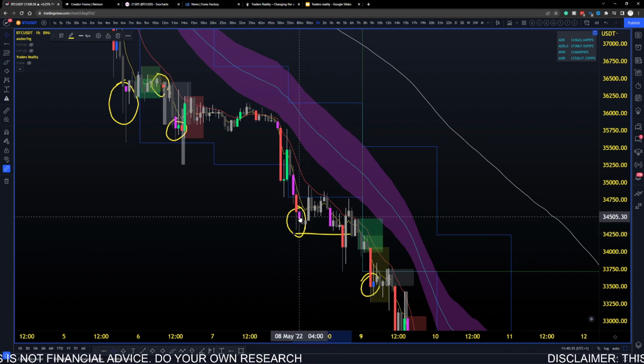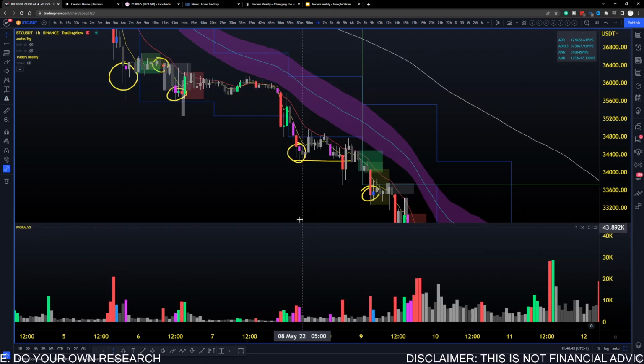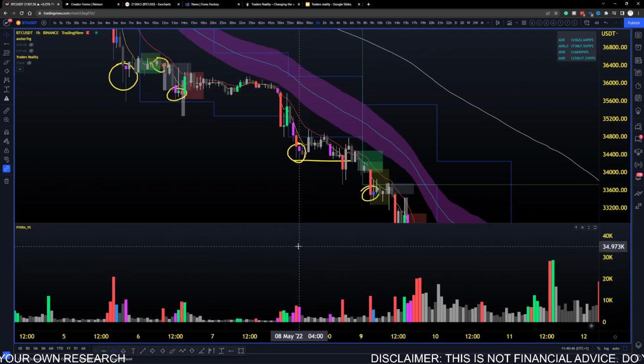So you could look at that stopping volume candle. Remember, stopping volume candle is a point in the chart where the market wants to stop price from continuing one direction, where they transact lots of volume at that point in time.